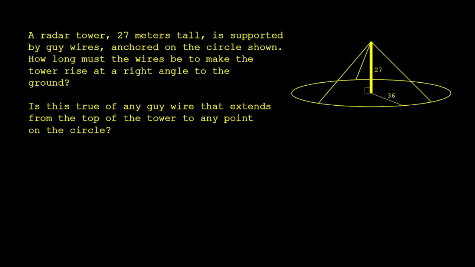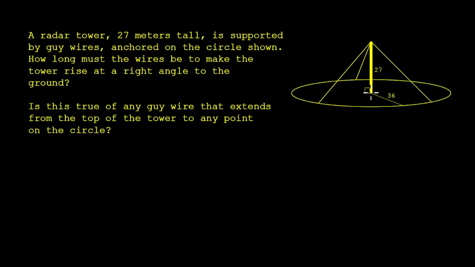In this problem, we will be using right triangles in space. So here we go. A radar tower 27 meters tall is supported by guy wires anchored on the circle shown. How long must the wires be to make the tower rise at a right angle to the ground? You'll notice the tower rising up, and then we have the radius of the circle.